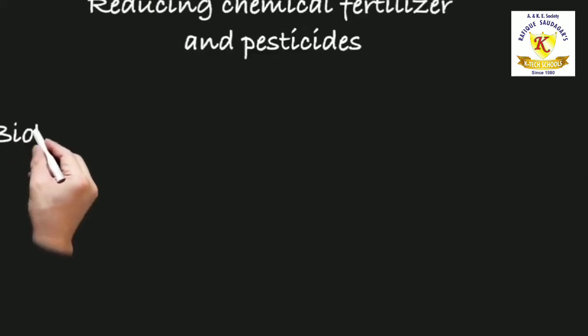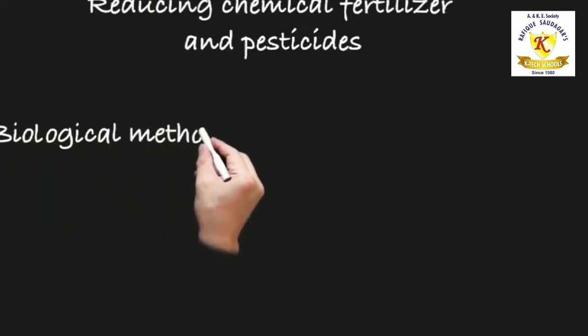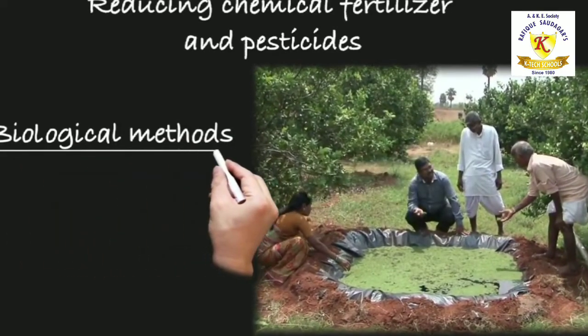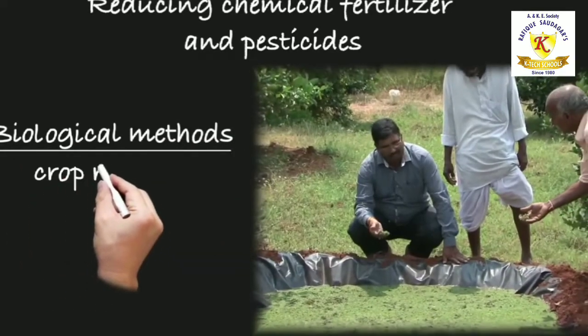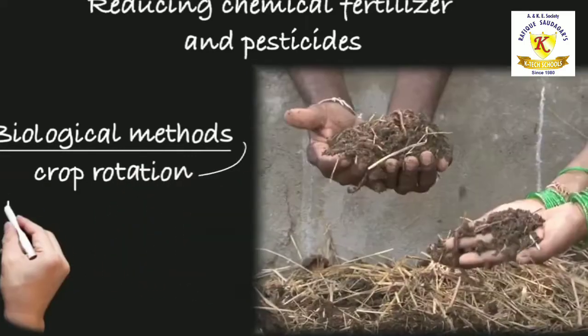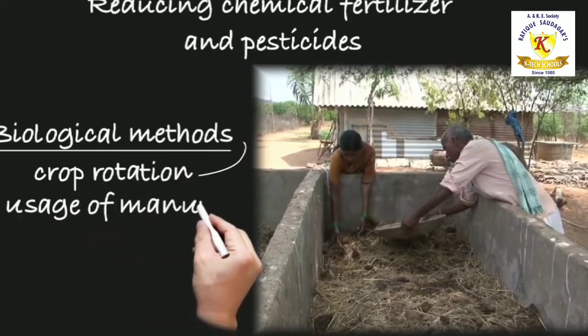Reducing chemical fertilizers and pesticides. Biological method of pest controls can reduce the use of pesticides and thereby minimize the soil pollution.